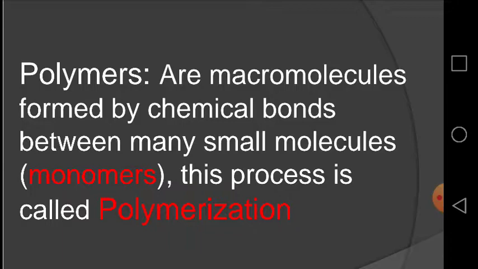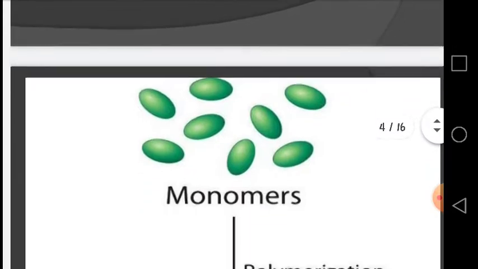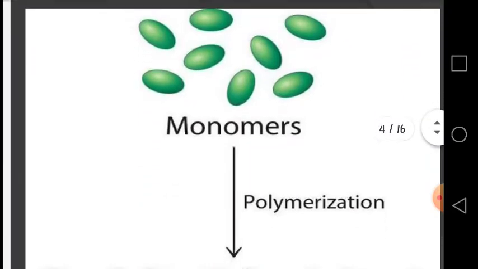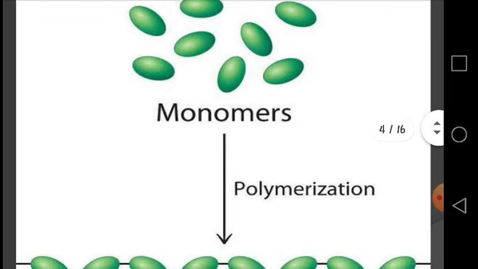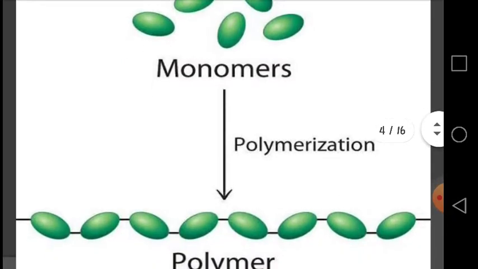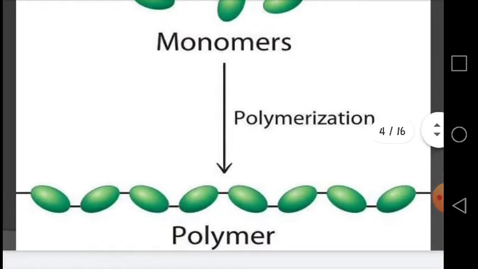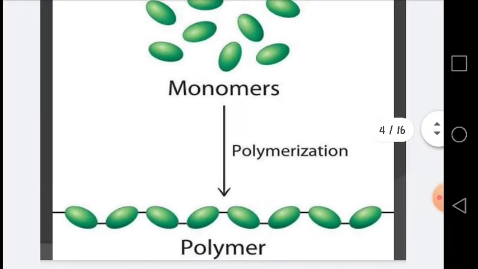After having this understanding, we are moving towards a very interesting and simple illustration of monomers. These are the small units. You can see these units are called monomers, and by the process they are converted into a big molecule, the polymer, and this process is called polymerization. So from this diagram you can easily understand monomers, polymer and polymerization.